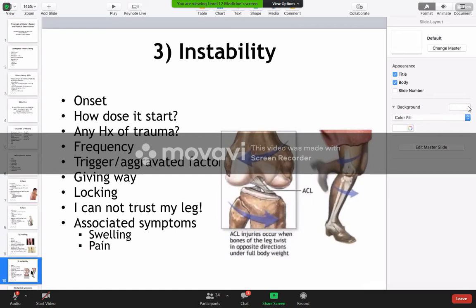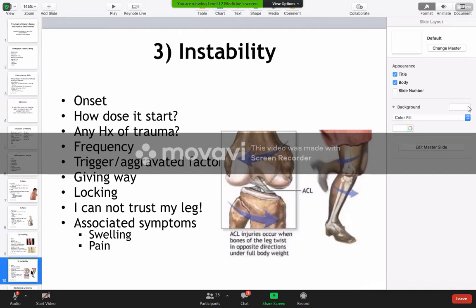Instability is very common in orthopedics, especially in the big joints like the shoulder, the knee. So onset of the instability, how did this start? Any history of trauma? Frequency, how frequent the joint is unstable? What are the triggering factors to this instability?